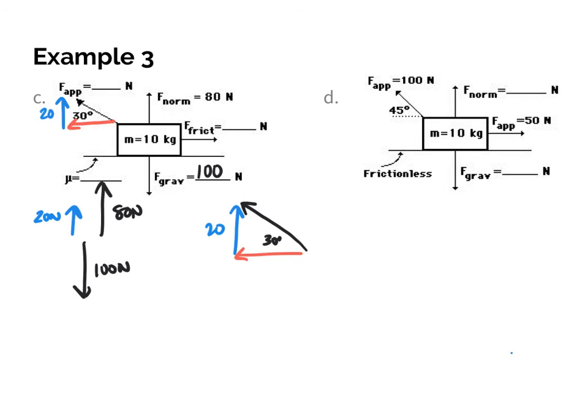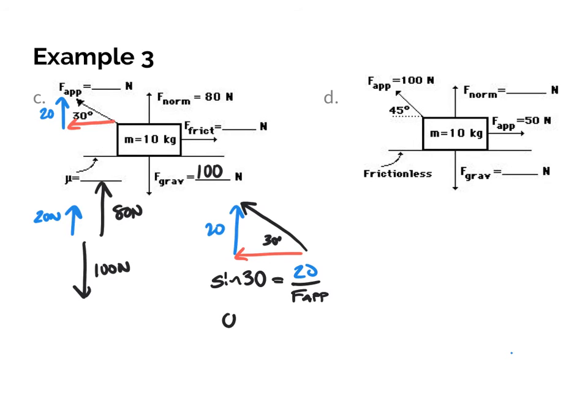To do that, I know that the side we're given right now, the component, is the vertical side. So to solve for that, I would use sine. I would say, okay, the sine of 30 would equal that vertical component of 20 newtons compared to that applied force. So let's write this as FAPP.